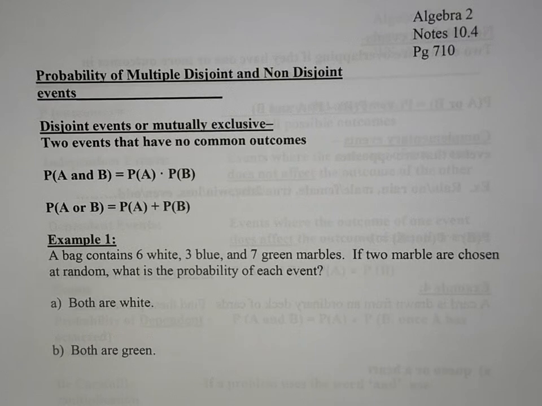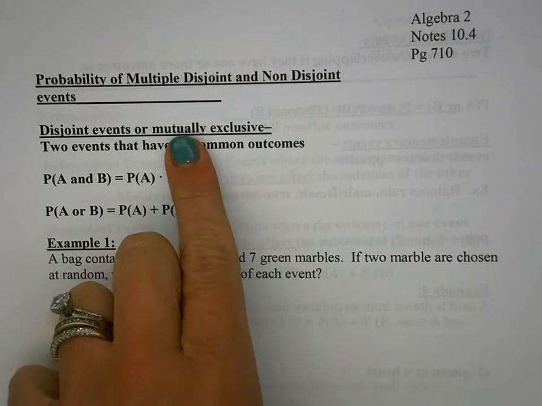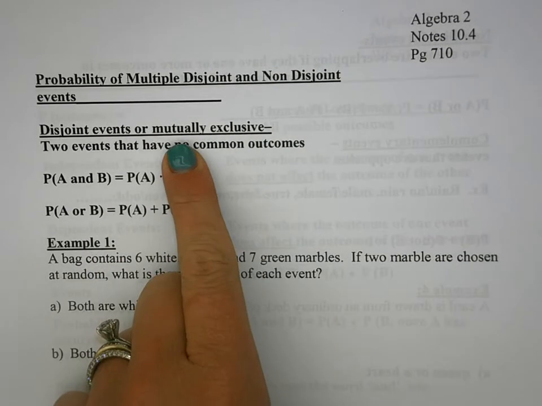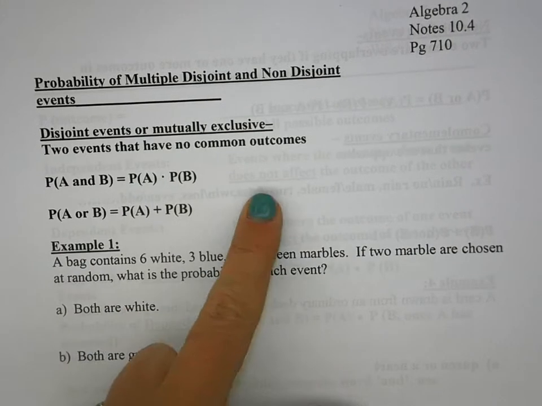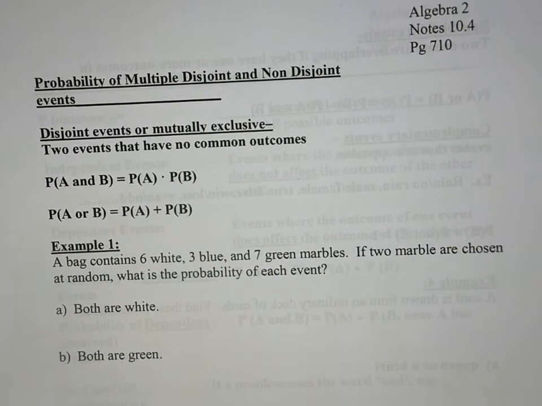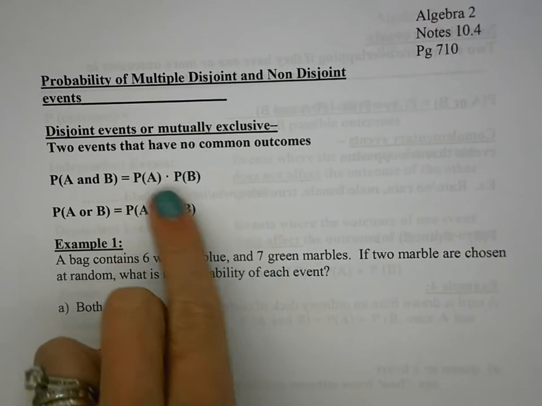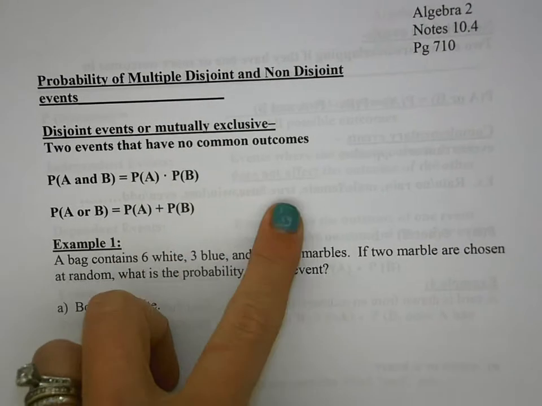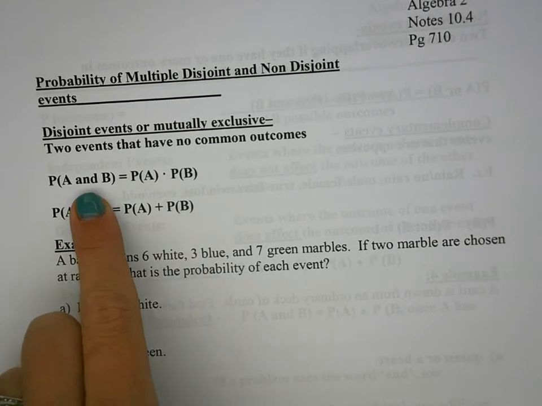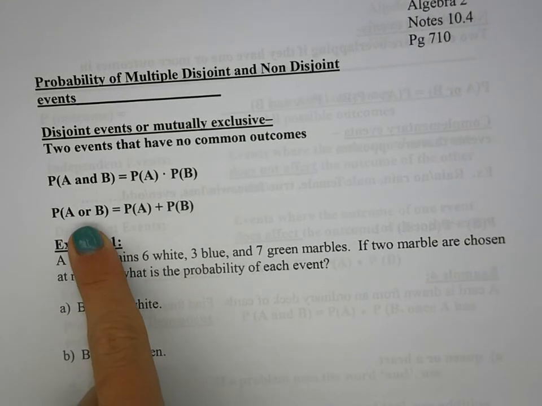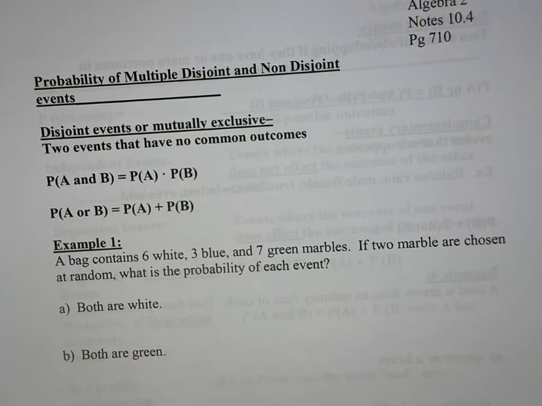Disjoint events, or sometimes they're called mutually exclusive, are two events that have no common outcomes. So it's just asking you about two different probabilities, and there's no overlapping at all. All you're going to do is multiply the two probabilities together if it's "and." If it's "or," you're going to add the two events. That's it. We're going to do some examples now.